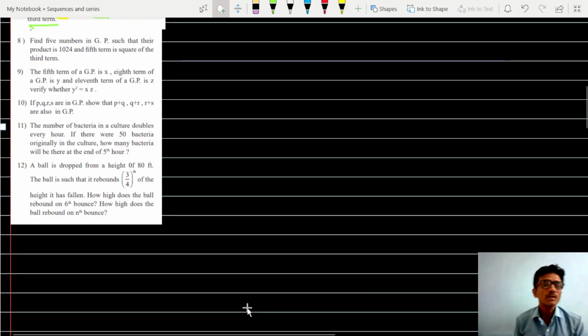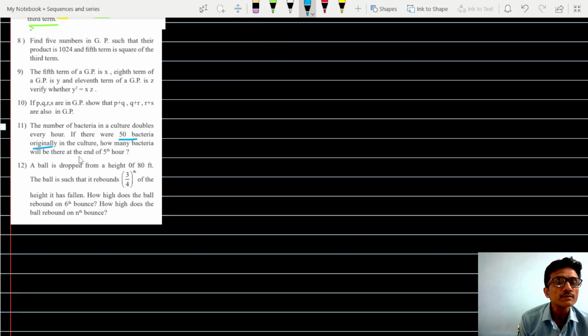Let's do question number 11. Number of bacteria in a culture doubles every hour. If there were 50 bacteria originally, 50 bacteria means first term, our A is equal to how much? 50. Yes children, in culture, see we are solving this 11th question. And how many bacteria will be there at the end of fifth hour?